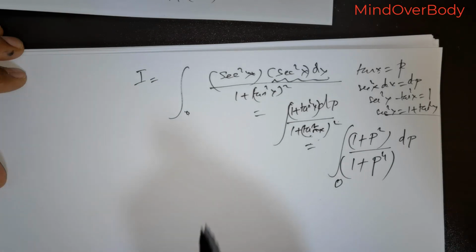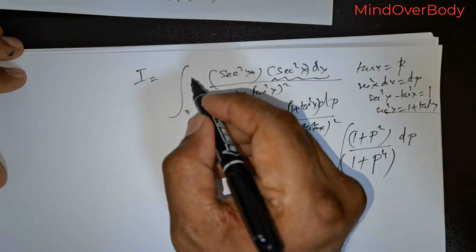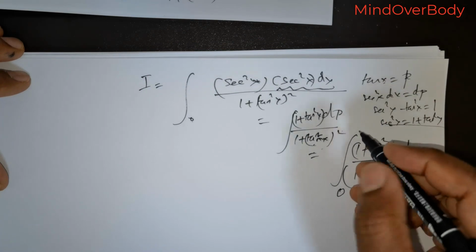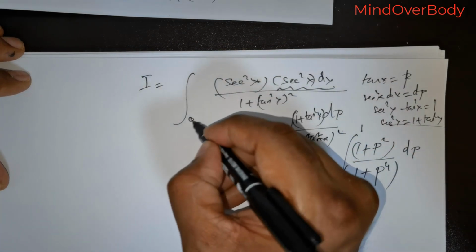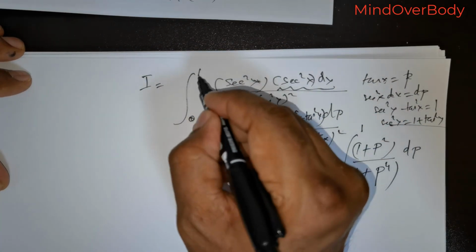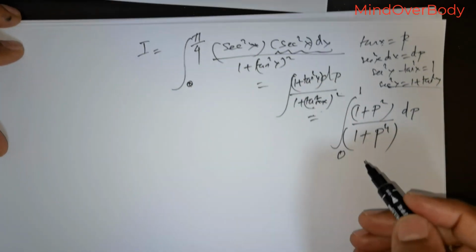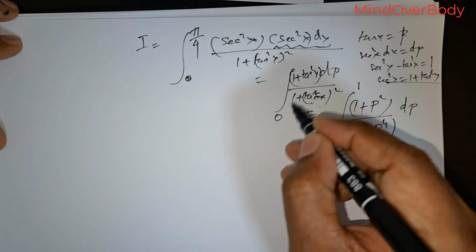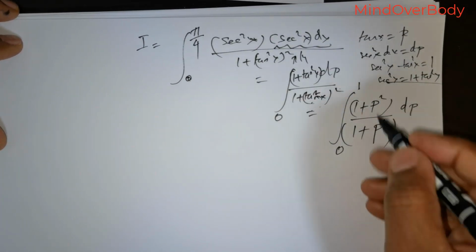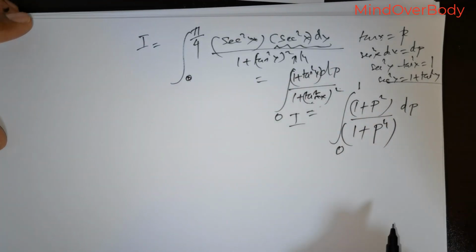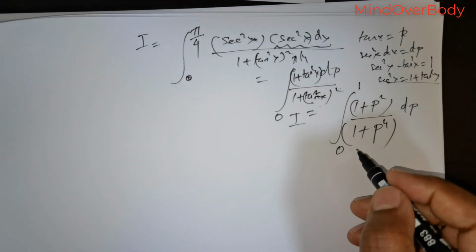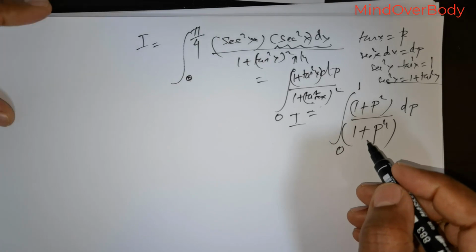So p is equal to 0. When x is equal to pi over 4, tan pi over 4 is 1. So these limits, which were from 0 to pi over 4, will now be changed to 0 to 1, and on the left you have I. So this is what you got.